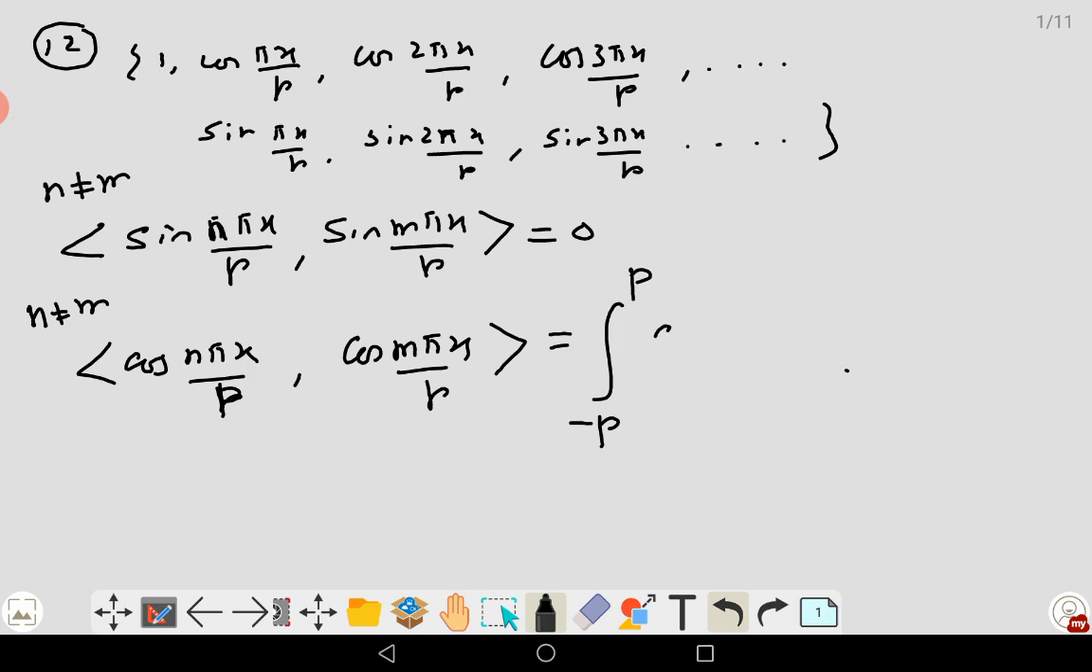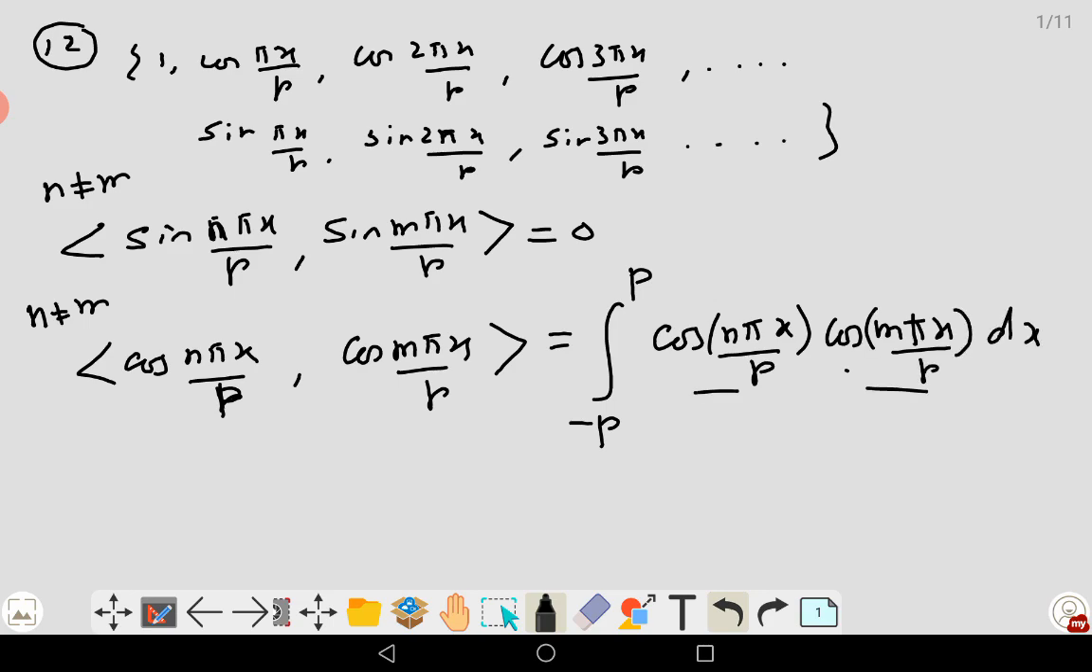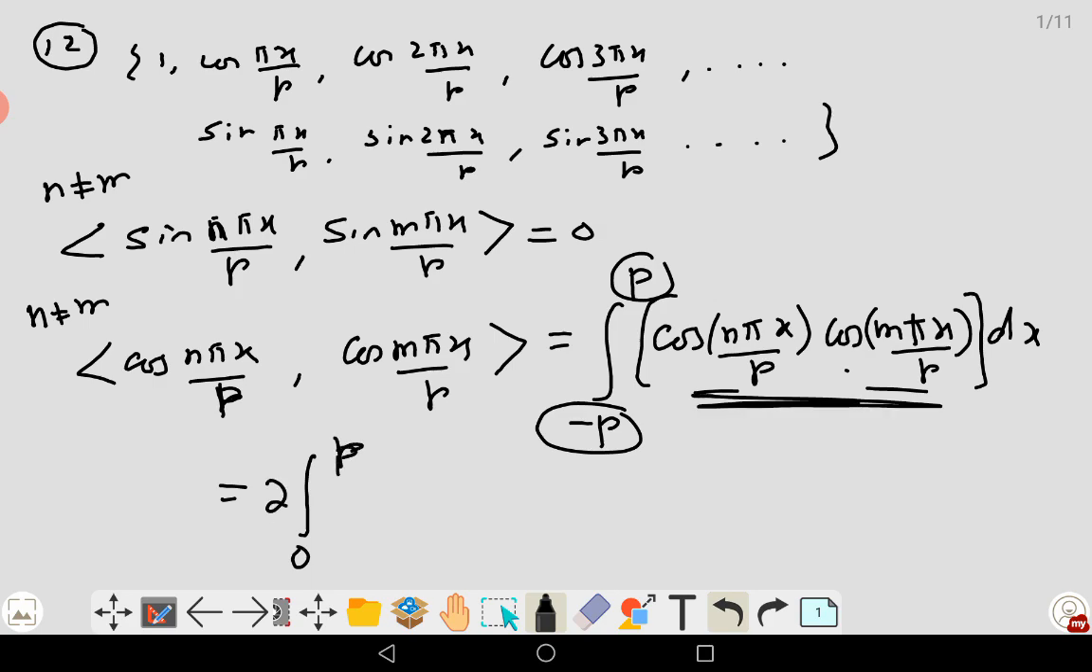We have to write the integral of cosine n pi x over p times cosine m pi x over p dx. Remember, these two are even functions. The product of even functions is again an even function, so the integrand is an even function. What is the conclusion? I can write this limit negative p to p as 0 to p twice, only when the integrand is an even function.